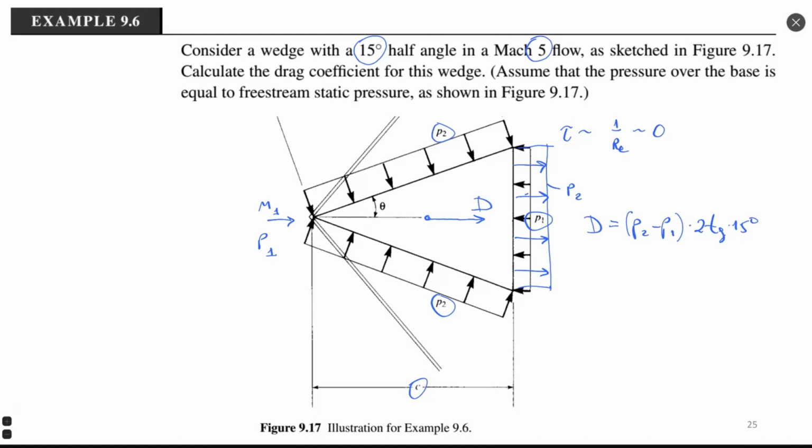Why 2 tangent of 15 degrees? Because 1 tangent of 15 degrees is the upper side, and the same we have on the lower side. So we have a formula for drag, and I will also find the drag coefficient, CD, which is drag divided by Q infinite C. I forgot to multiply by C, of course. Multiplied by C here.